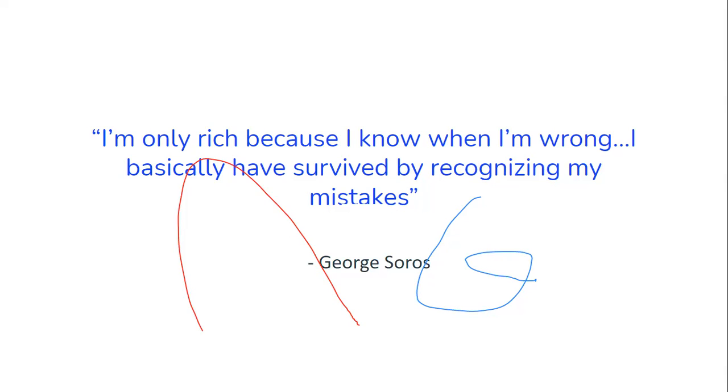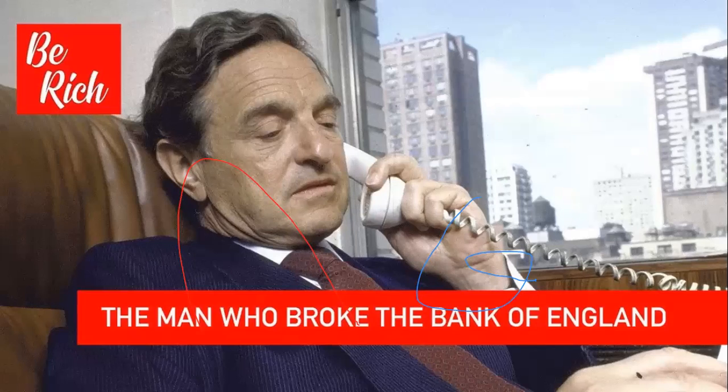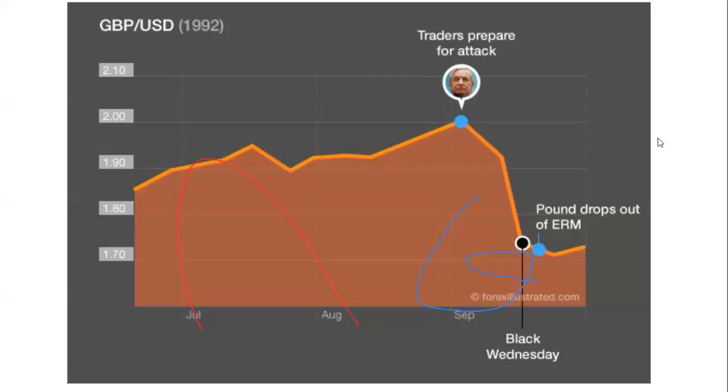So George Soros, let me tell his story by sharing an image. He is recognized as the man who broke the Bank of England. If you Google him, you'll find he is given this title. So we'll see this interesting trade story. George Soros shorted the British pound and he made the entire Bank of England bleed.